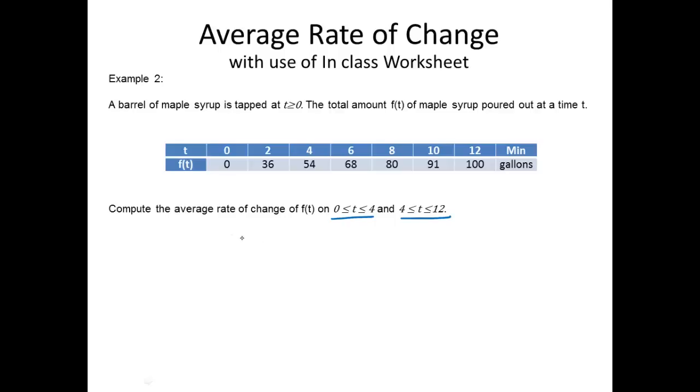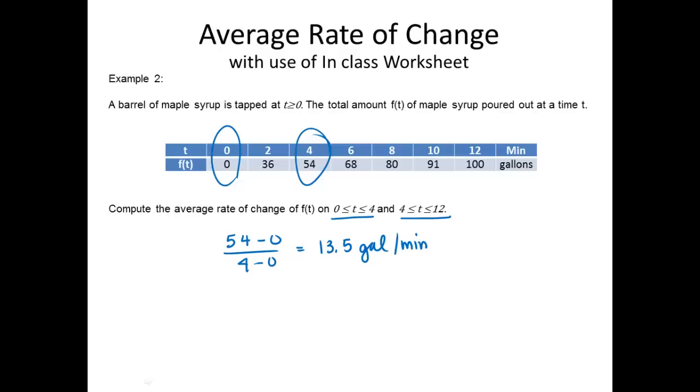So as soon as we tap this, we have 54 minus 0 over 4 minus 0. So we're using 4 and 0 as our times, and this gives us 13.5 gallons per minute. Okay, so as soon as we have drilled the hole or opened the plug and we're draining the syrup out of the barrel, it's coming out pretty fast, 13.5 gallons per minute.